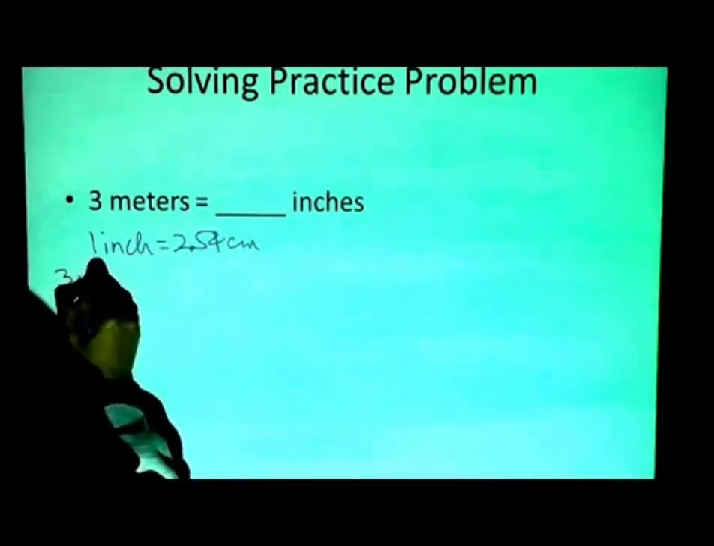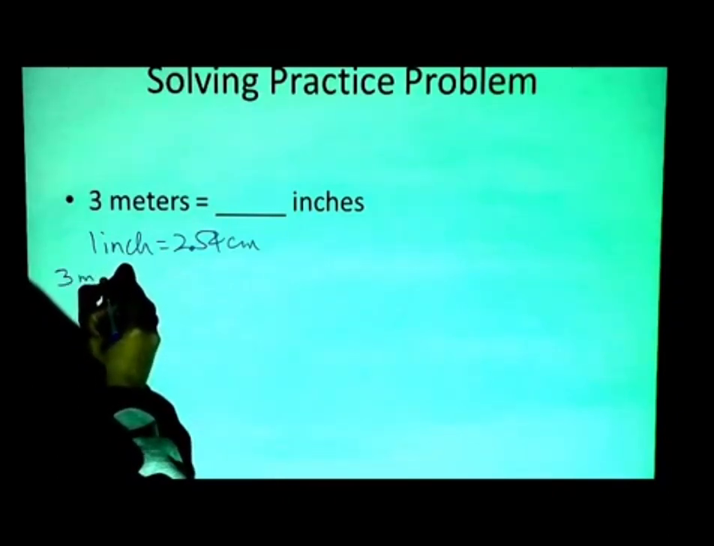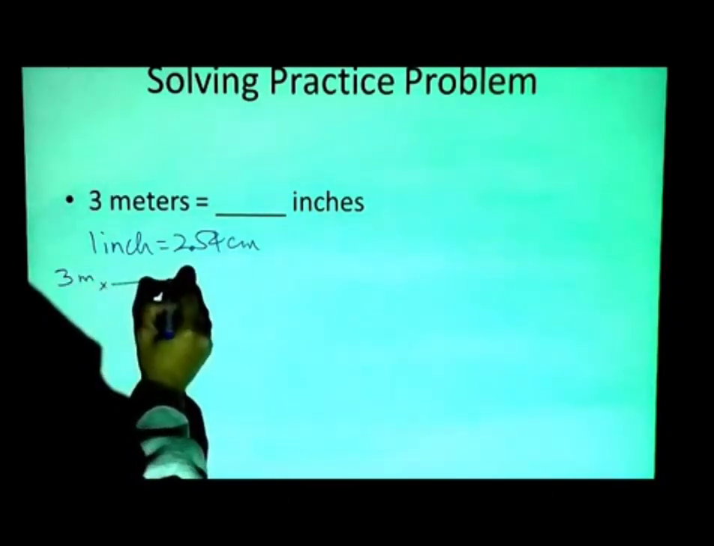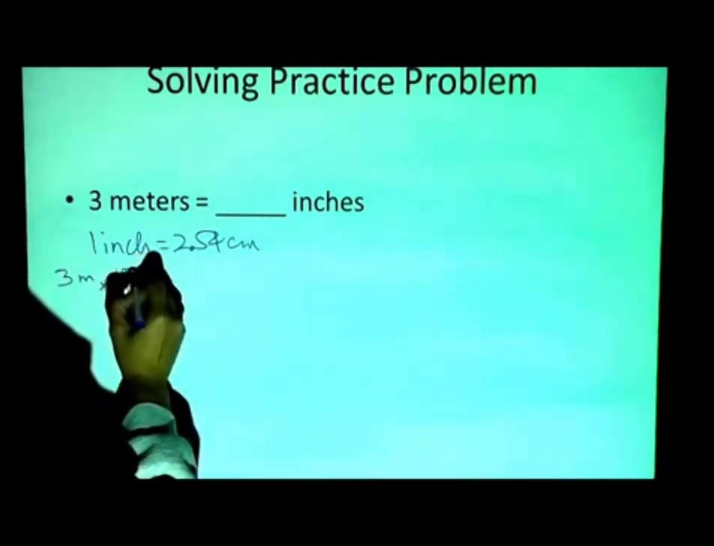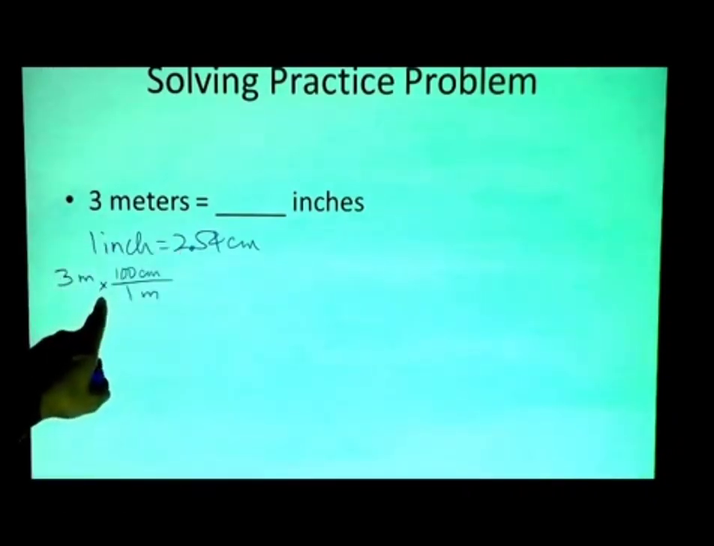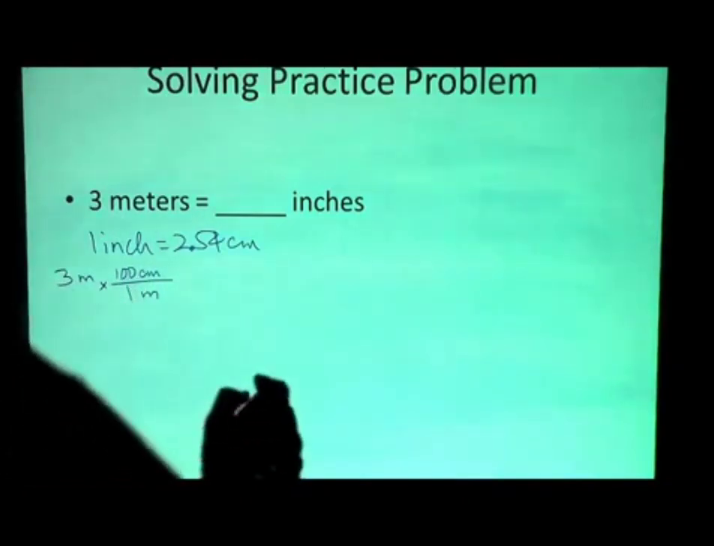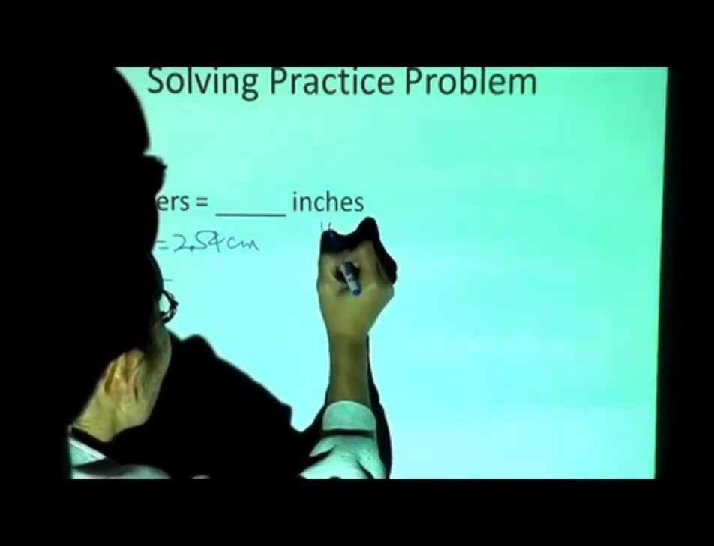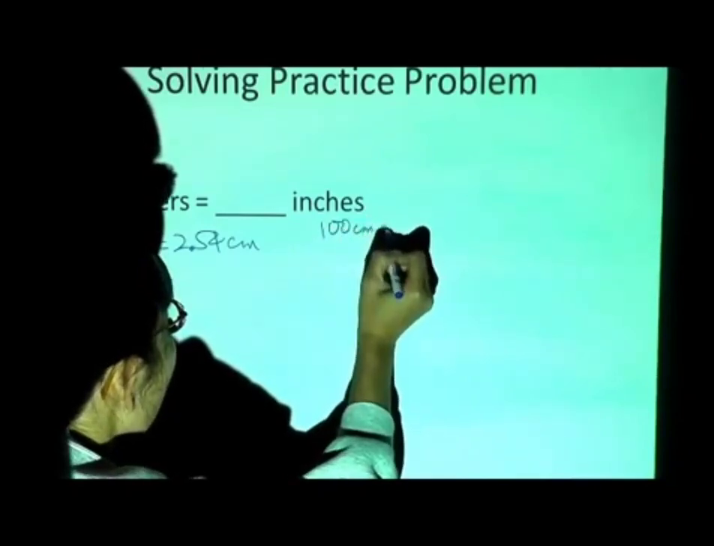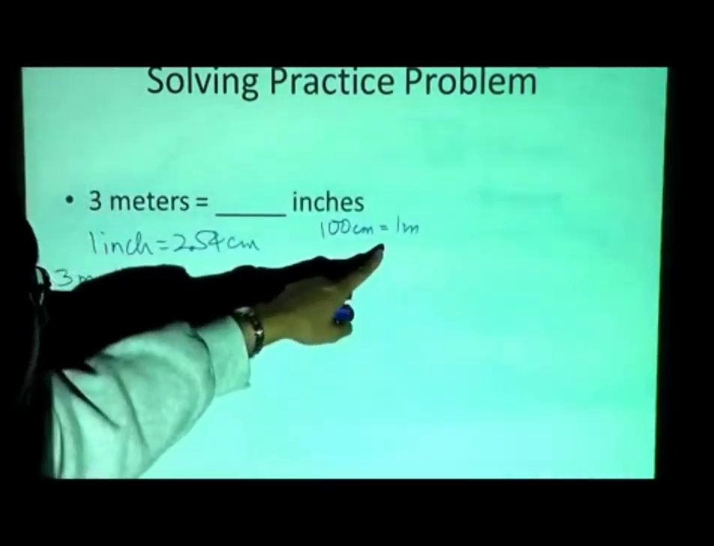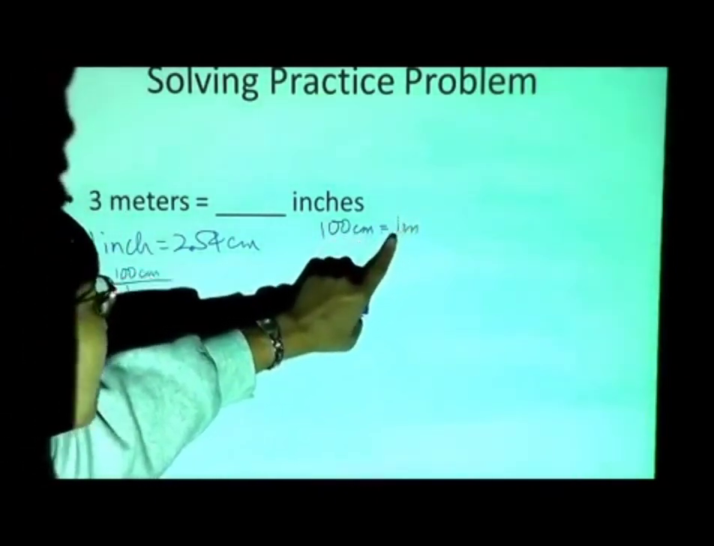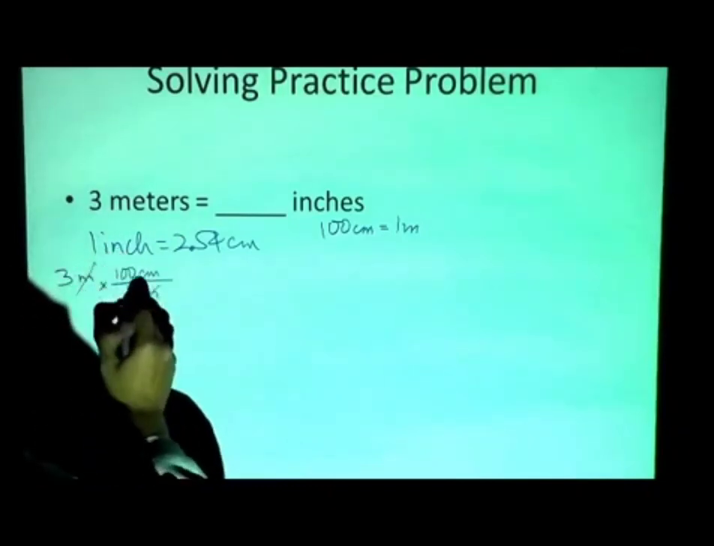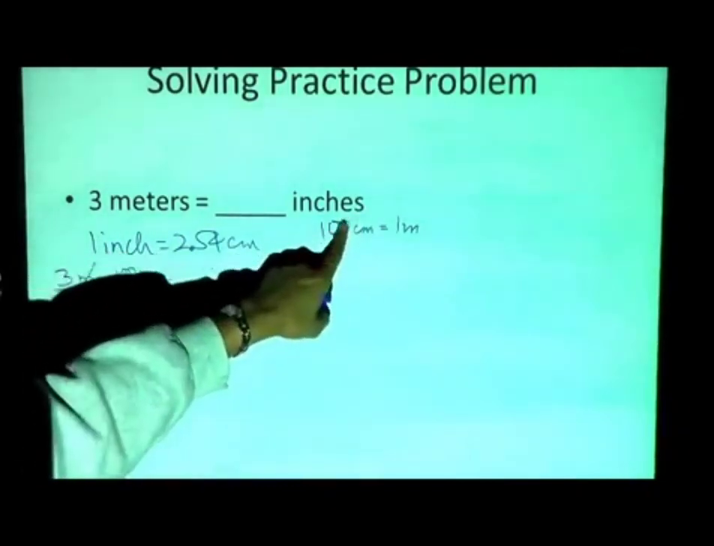Well, 3 meters times 1 meter over 100 centimeter. Because remember, the relationship between meters and centimeter is such that 100 cm is equal to 1 meter. You guys remember that? So we start with what we have, which is 3 meters. And you're going to put the meter on the bottom so it can cancel out. And the 100's on top.